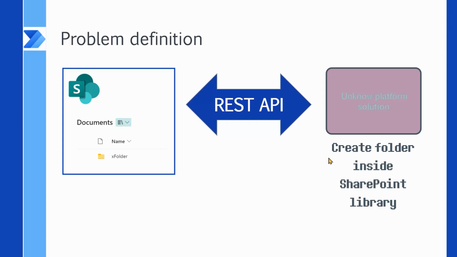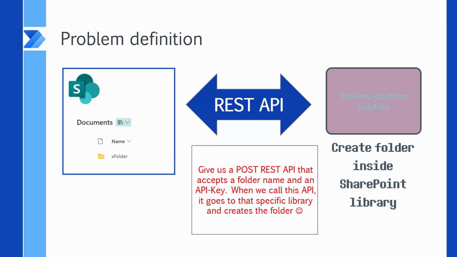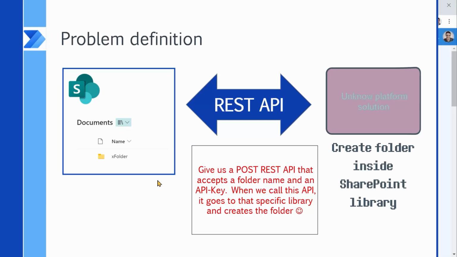Forget about it. You just tell them that this is the scenario, and they're going to tell you, you know what? Just give us a post REST API that accepts a folder name and an API key. Give us that static API key. We know how to work with that. So all of a sudden, things change. Instead of looking for the SharePoint REST API, we are trying to create our own REST API using Power Automate to create the folder. Let's see how we can do this one.